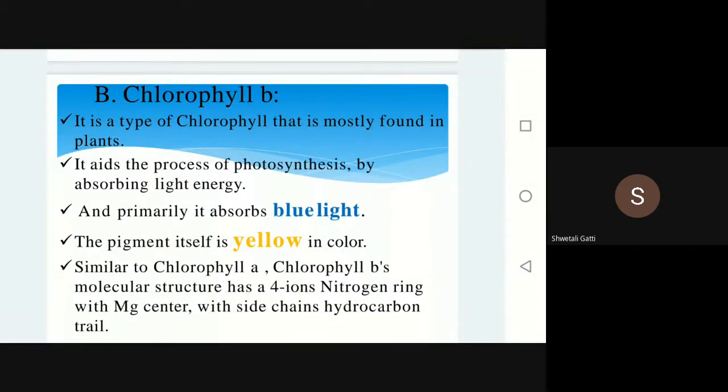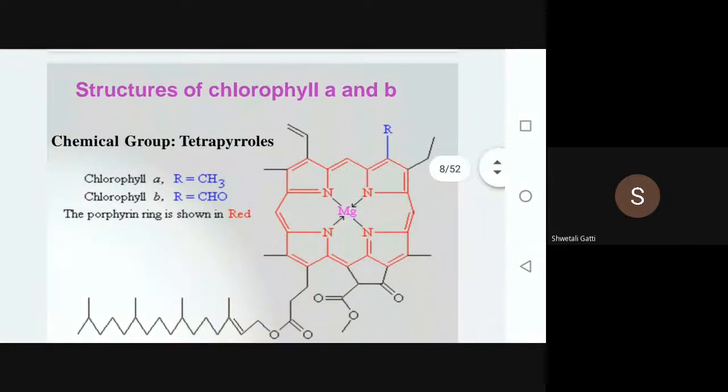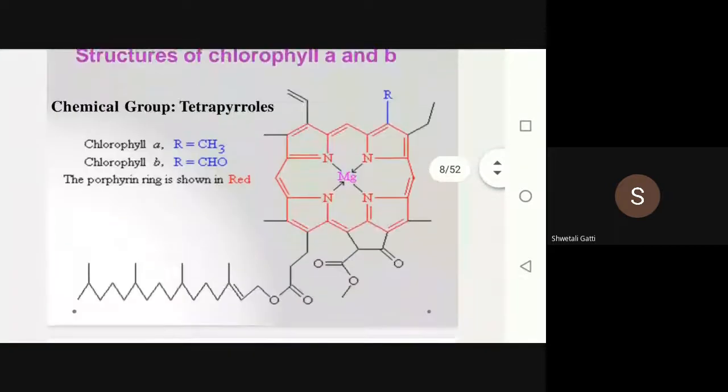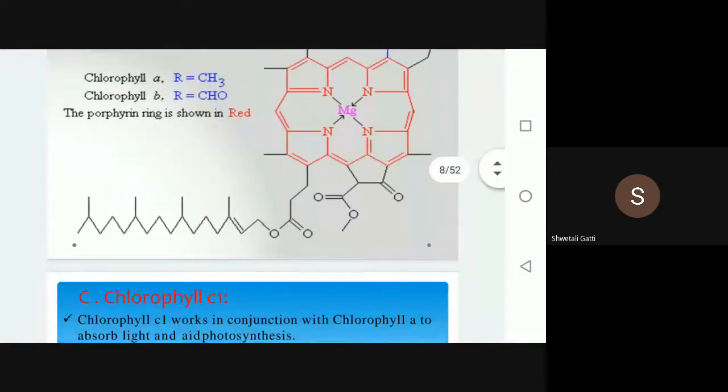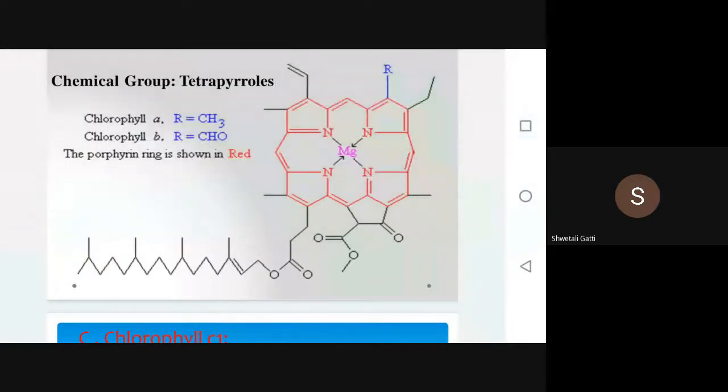As we have seen in chlorophyll A, in chlorophyll B also we have a 4-nitrogen ring with magnesium at the center. So this is the structure of chlorophyll A and chlorophyll B. The porphyrin structure is shown in red, and the magnesium ion is bound by the 4 nitrogen groups in the porphyrin ring itself. These 4 rings are known as the tetrapyrroles.